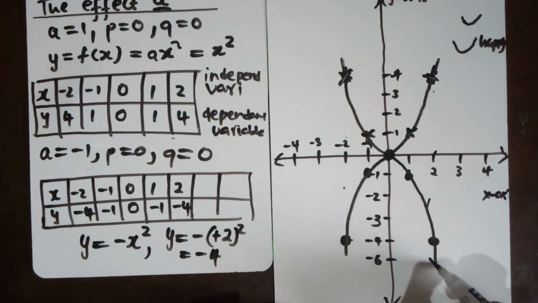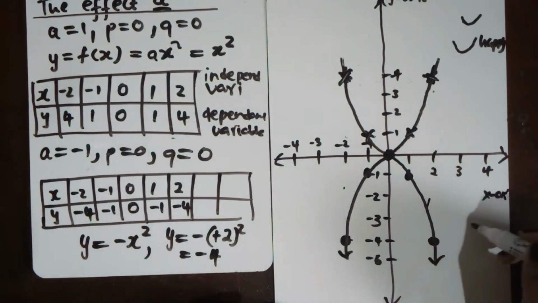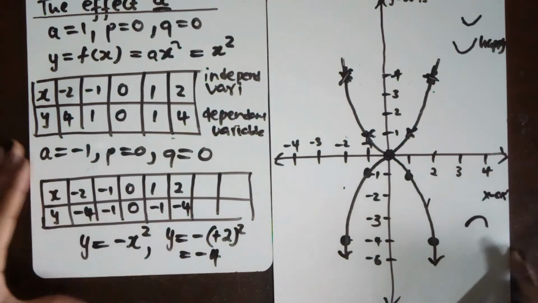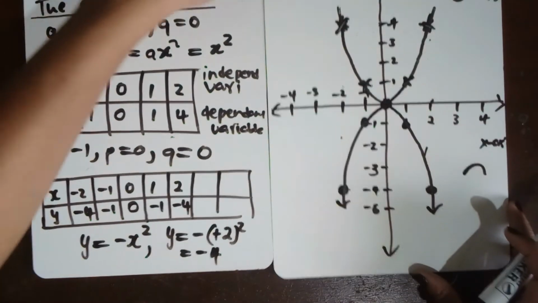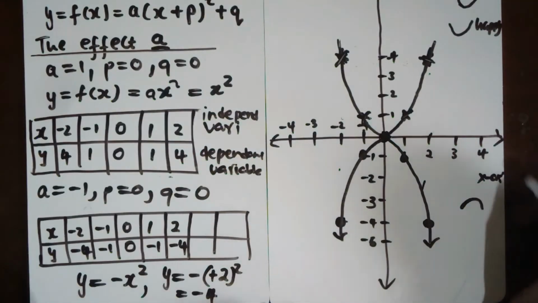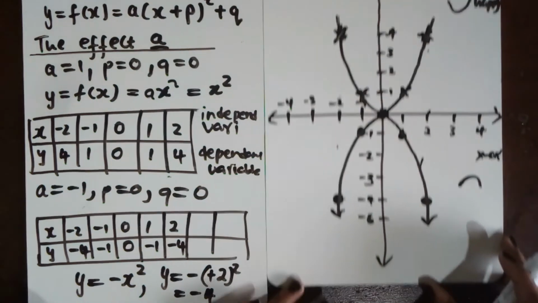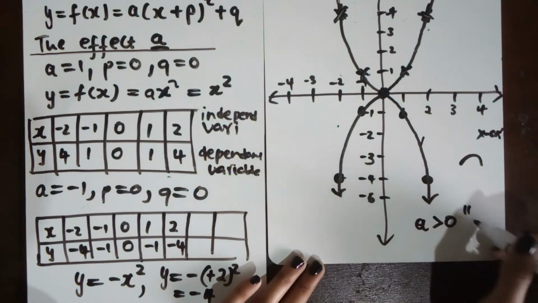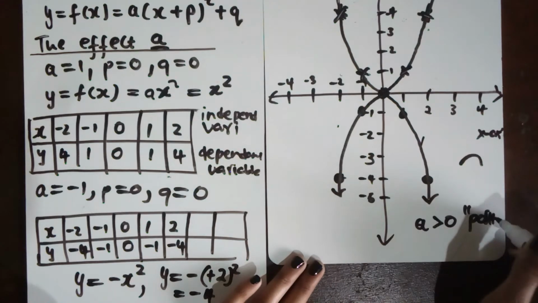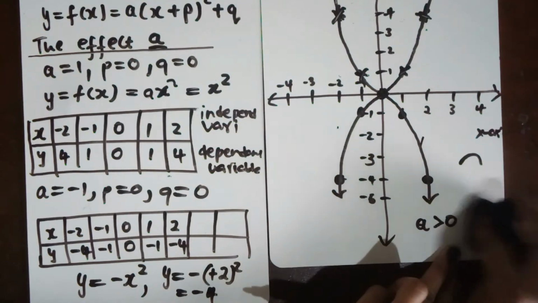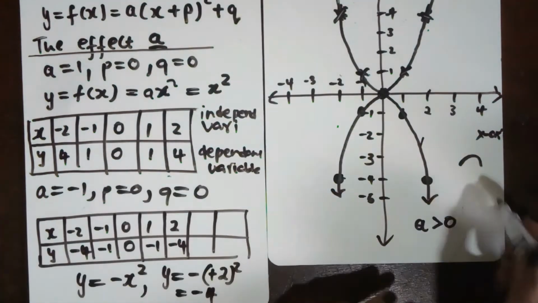It's actually facing down. It's almost like here you are sad. When you are sad, you frown, right? So that is the effect of A. If A is positive, so these are your takeaways from here. So if A is greater than 0, it means that it's positive. Let me just write the plus sign instead of writing the word positive.